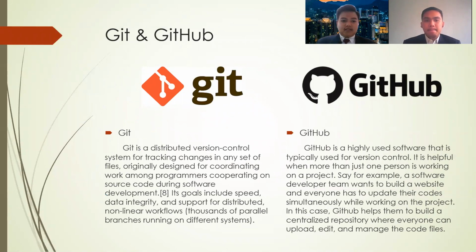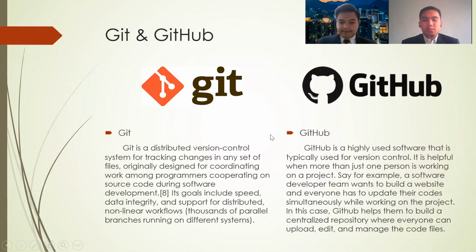What is Git? Git, a distributed version control system for tracking changes in any set of files. Originally designed for coordinating work among programmers cooperating during software development. Its goals include speed, data integrity, and support for distributed nonlinear workflows of thousands of parallel branches running on different systems. And we have GitHub.